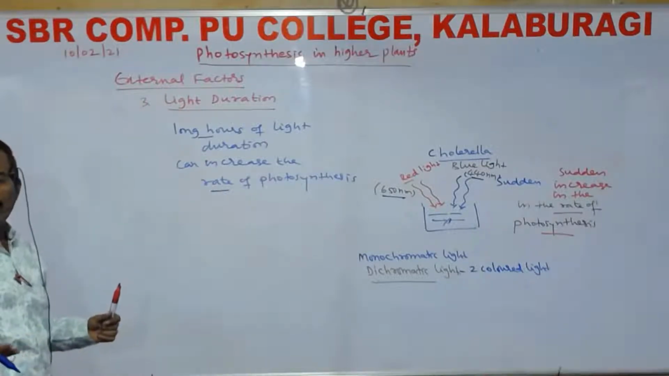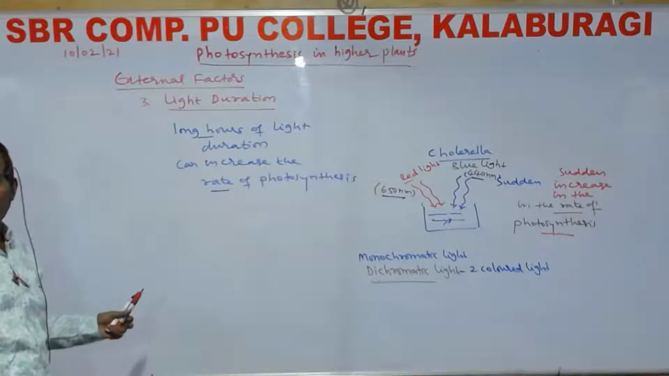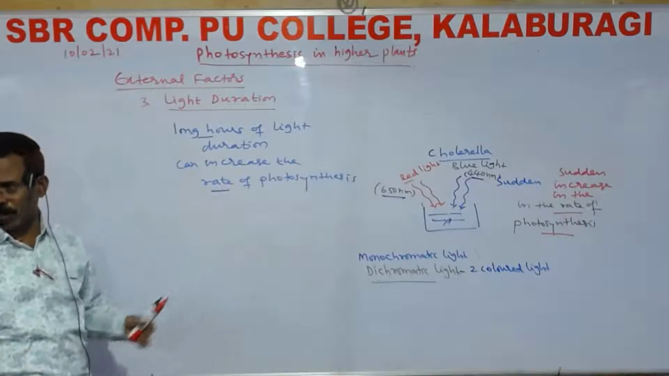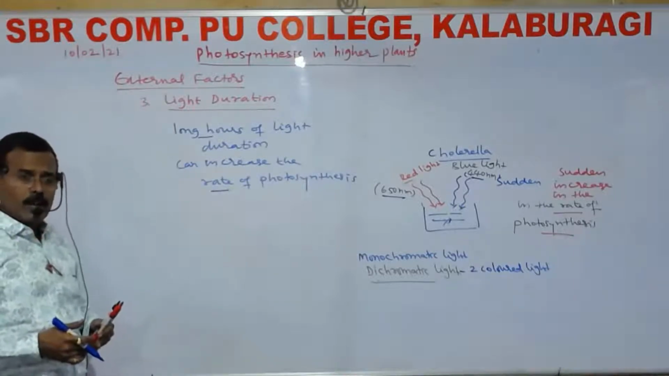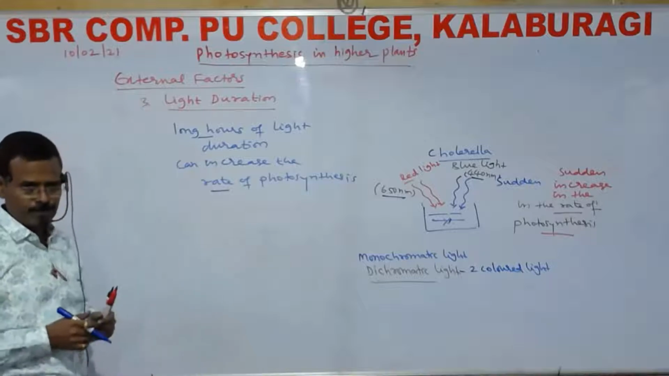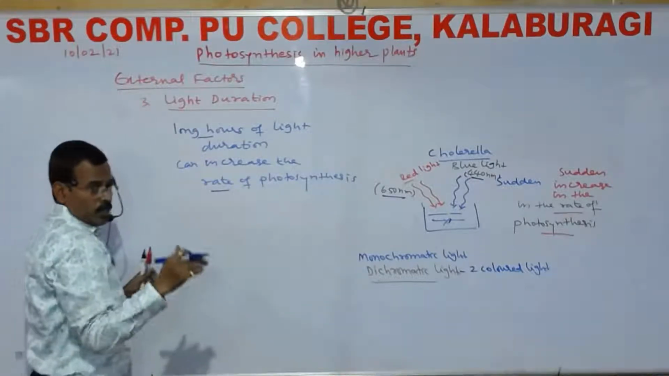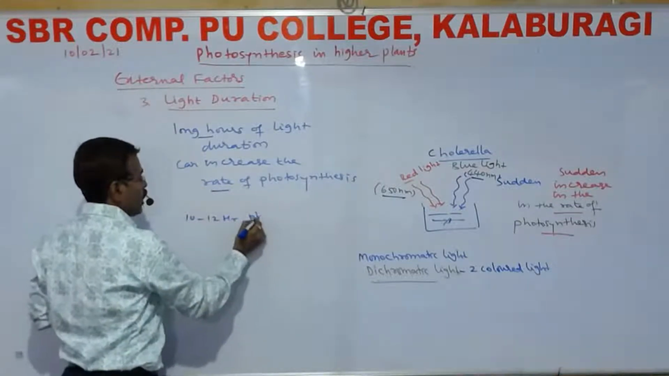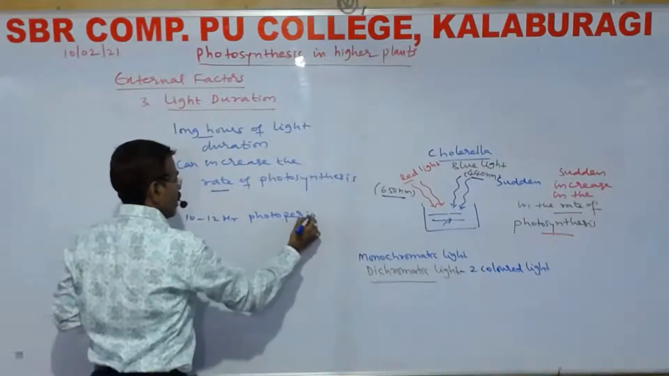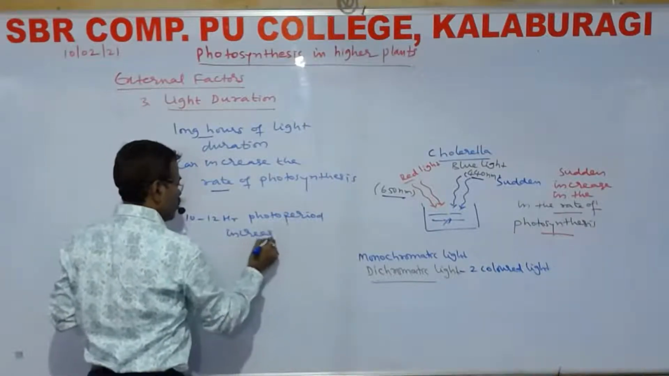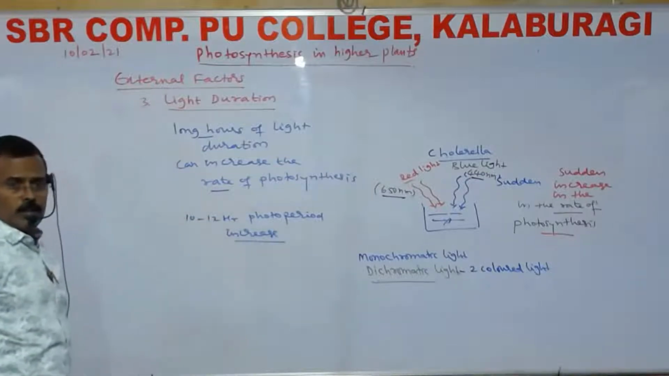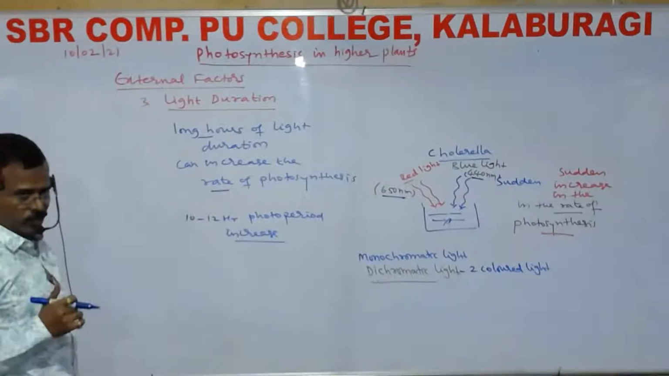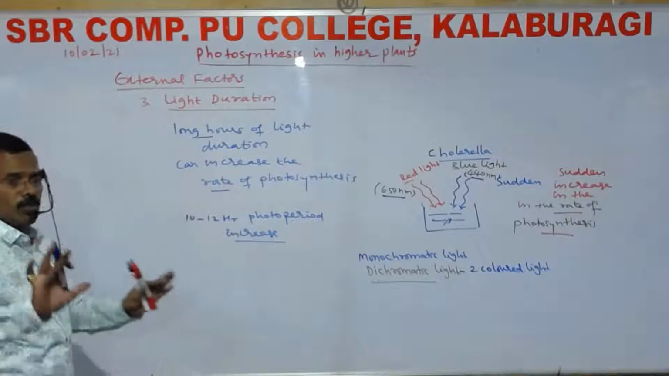It depends on the requirement of light for growth, development, for flowering. It depends on the plant. We have short day plants, long day plants, and day neutral plants. Different groups of plants are there based on the requirement of photoperiod. But usually for photosynthesis purposes, around 10 to 12 hours of photoperiod or light, if you provide, that can increase the rate. Light duration, whatever the rate, usually will not much influence, but light should be there.